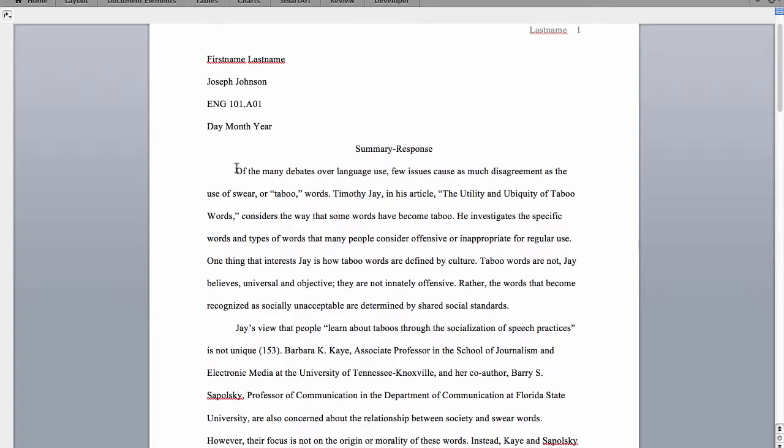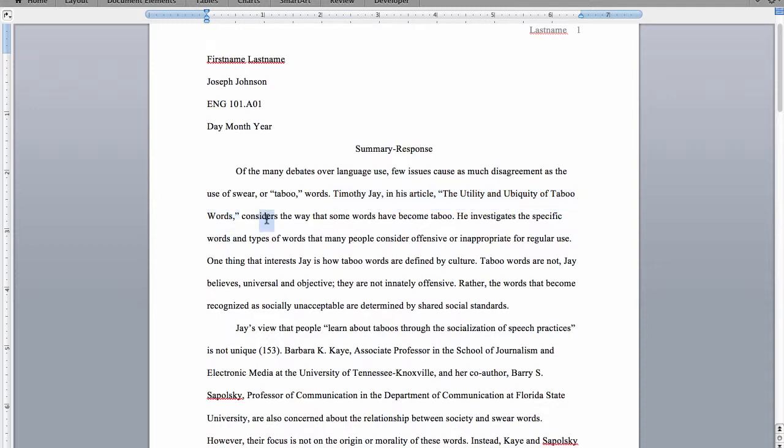Now, the first thing it does is it introduces a key idea. And in this particular case, I'm going to go ahead and use the article that we've already read in class, Utility and Ubiquity of Taboo Words by Timothy J. Jay. So it begins by introducing a particular general idea and then introduces that key text. And in this case, let's say this was my key text. Your key text will be different. This article is not optional as a key text.